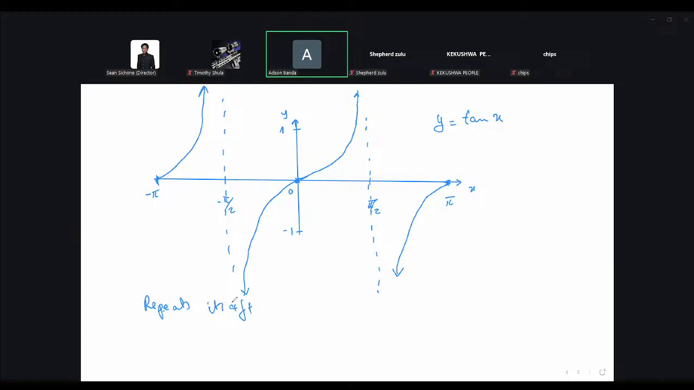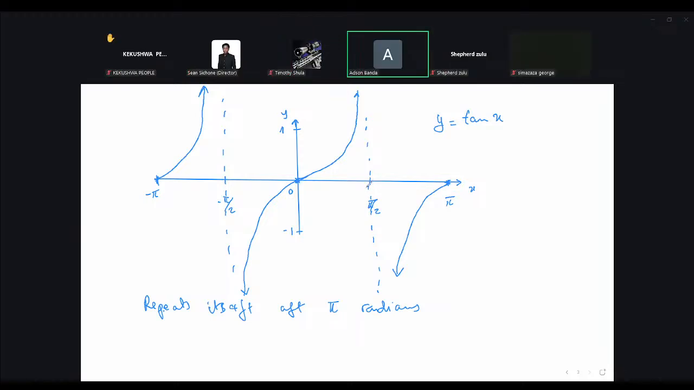So it repeats itself after pi radians. So that's what we observe. From negative pi by 2 to pi by 2, you can see that you have a complete graph in that particular case. And if you are to find the length from negative pi by 2 to pi by 2, what you are going to get is pi.